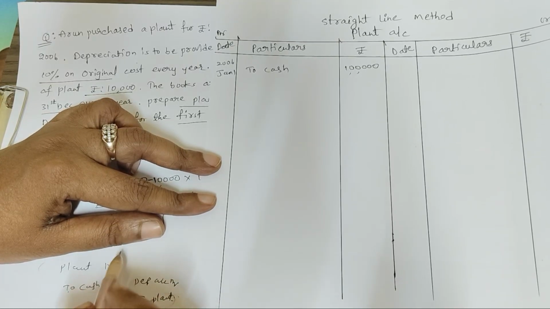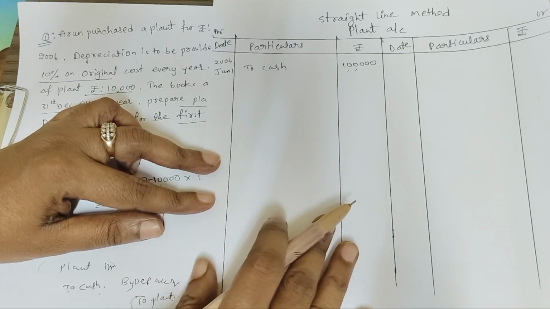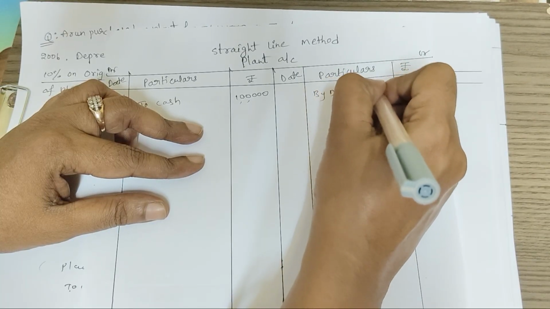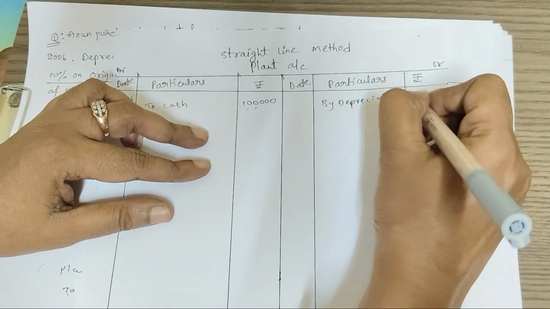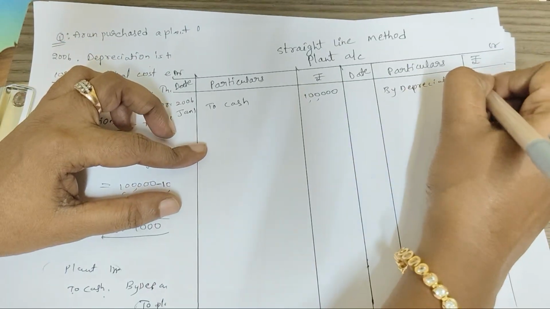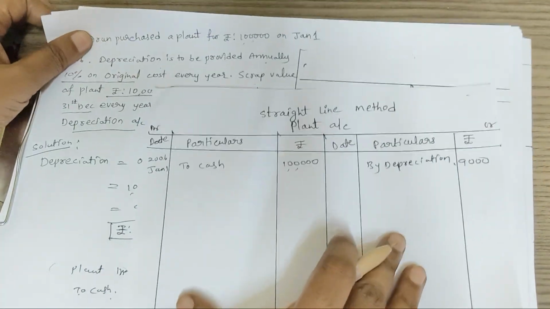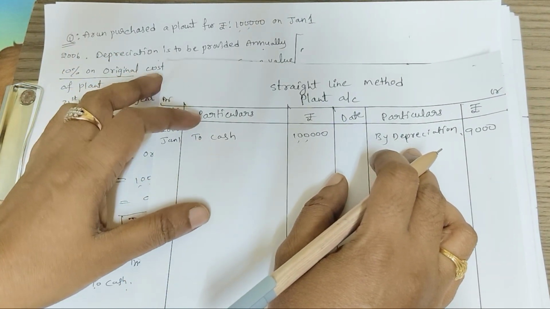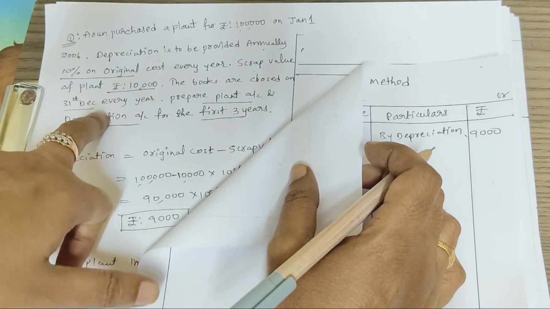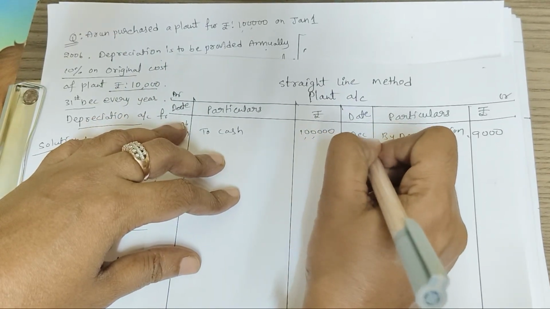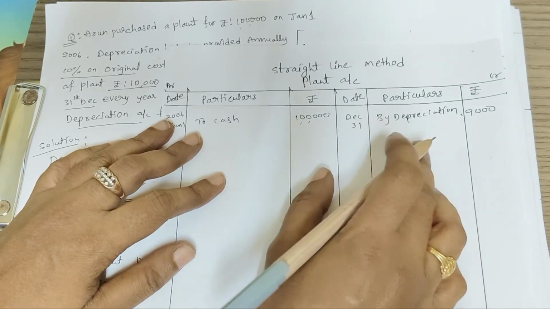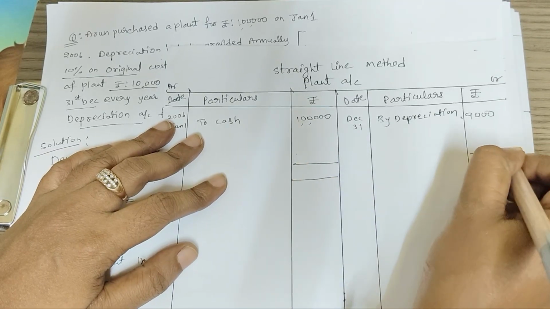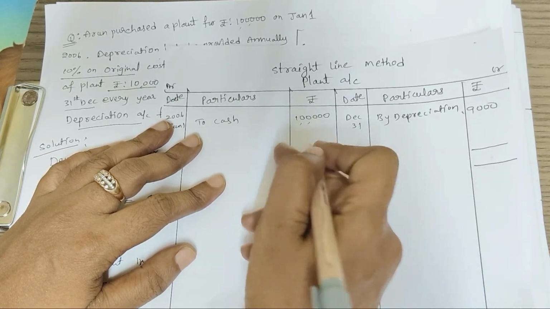So on the credit side, what should we write? By depreciation. Okay. So by depreciation. Okay. So what is the value of depreciation? 9,000. So depreciation is calculated at the end of the accounting period. What is the end of the year? 31st December. December 31st. Okay. After writing depreciation, you need to do the balance. Which side is more? Debit is more.